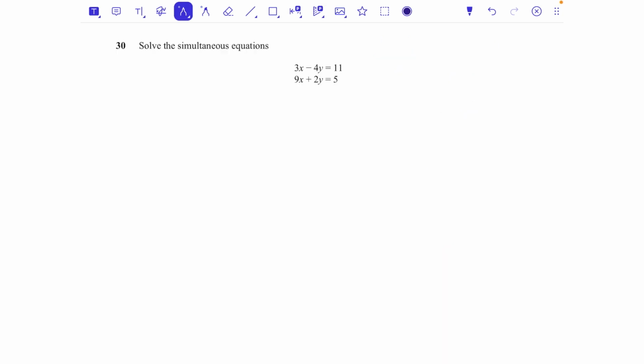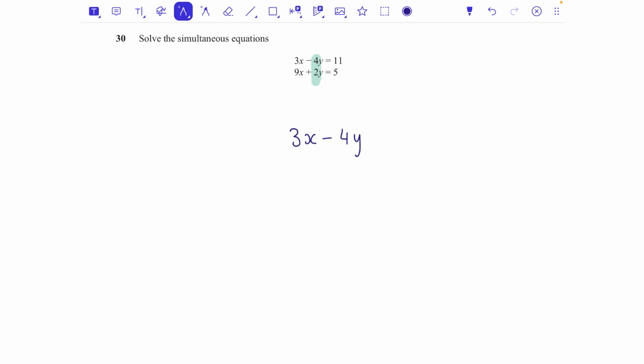And last but not least, question number 30. Solve the simultaneous equations. 3x minus 4y is 11, and 9x add 2y is 5. So always with these questions, it would be best to make the number in front of the y's the same. So whatever number you use, it needs to be in the 2 times table and the 4 times table. You could go to 8, but I'm just going to go to 4 to make this as simple as I can. So I'm going to keep that top equation the same.